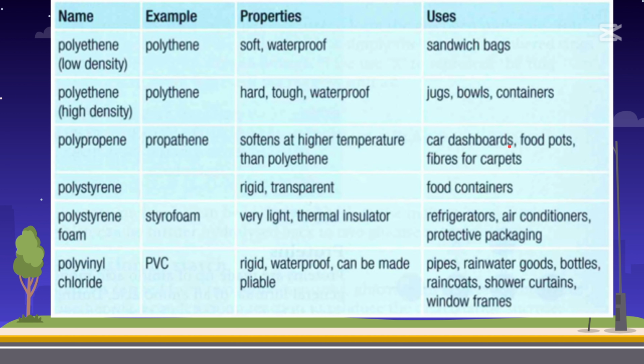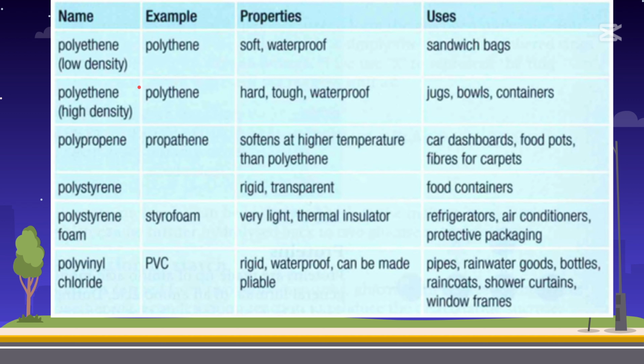Now we're looking at the properties and also the uses of our polyalkenes. So polyethylene is very low density, and we use it for sandwich bags. So like your Ziploc bags, notice how thin the plastic is, right? That's what we use polyethylene for. Note that it is soft and it's also waterproof. Water is not able to go through the bonds of our polyethylene.